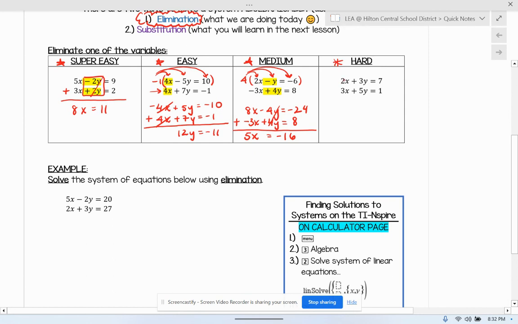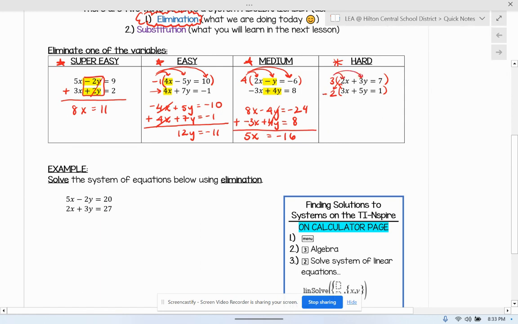This is called the cross coefficients trick. I pick the variable that I want to eliminate. In this case, I'm just going to eliminate x. So I know that I'm going to need to bring a 2 down here, and I'm going to need to bring a 3 up here. I've cross coefficient tricked them, and I'm going to make one of them negative.